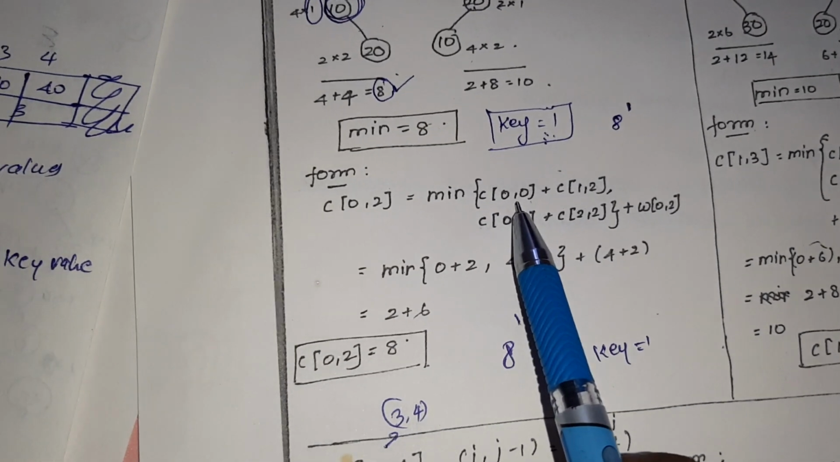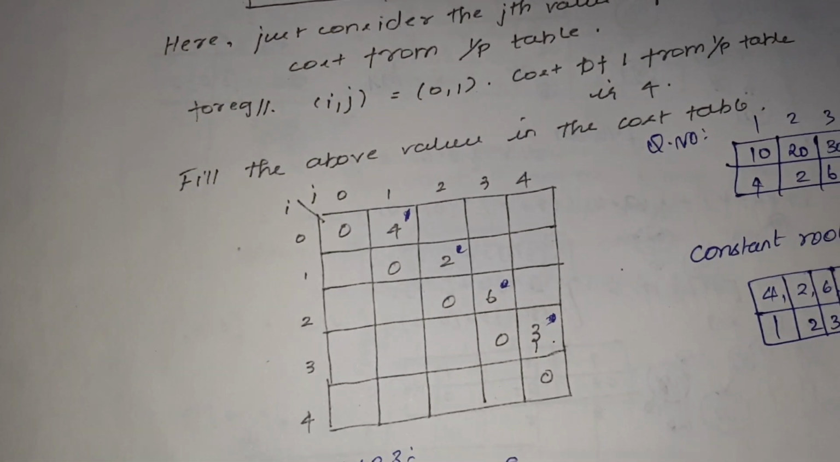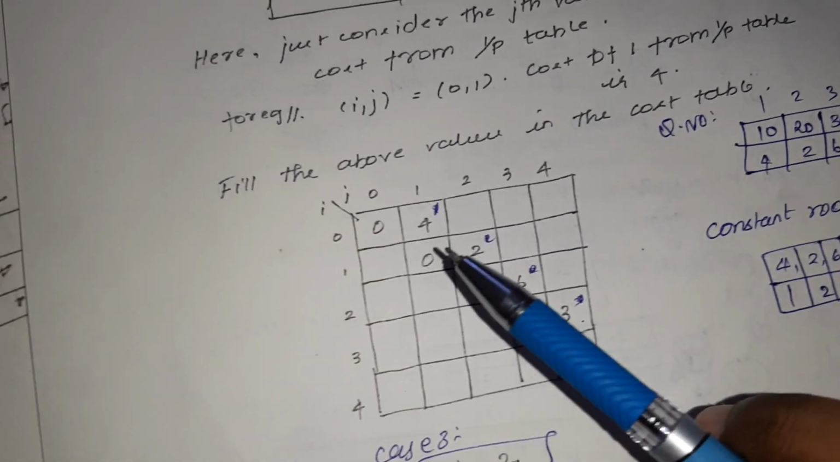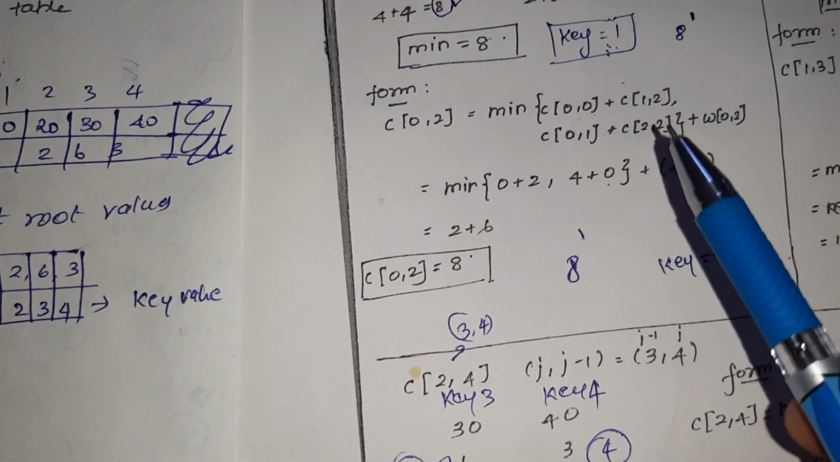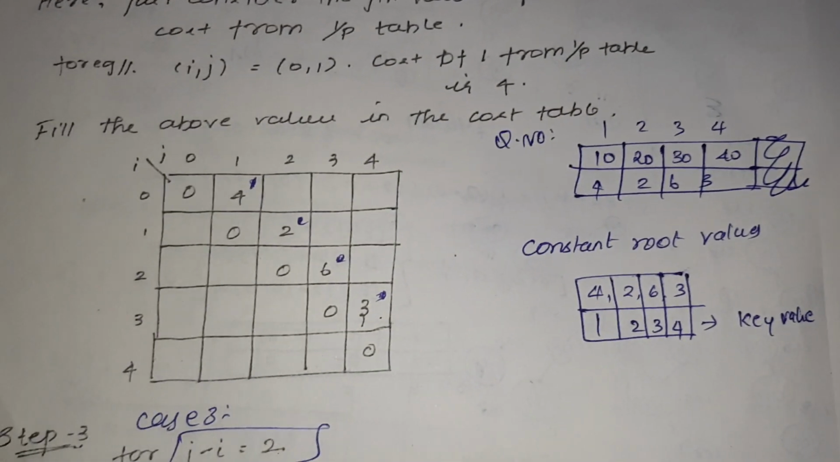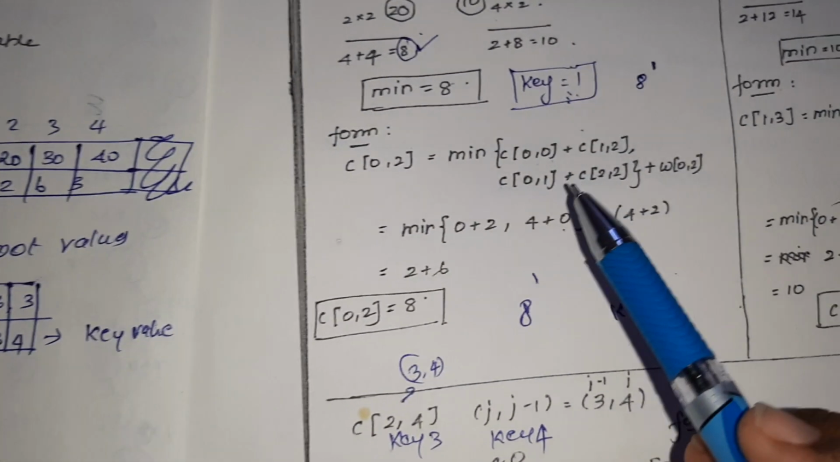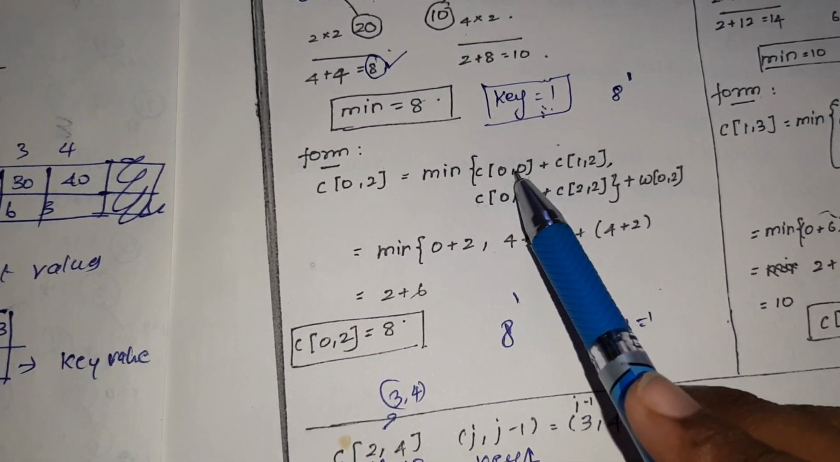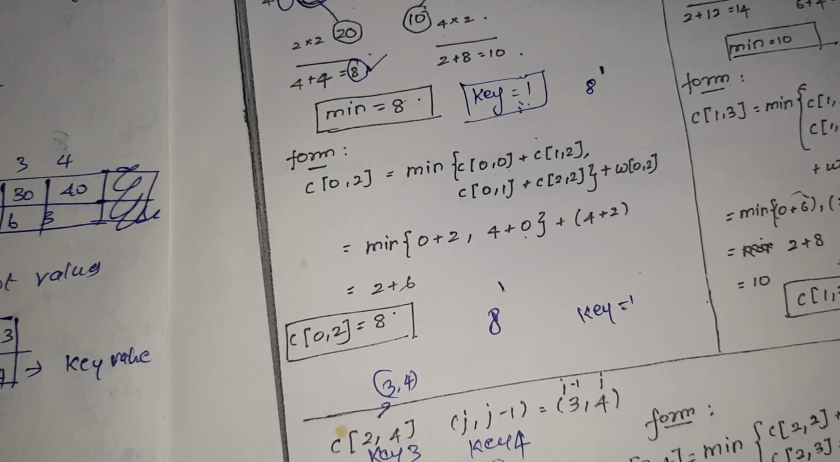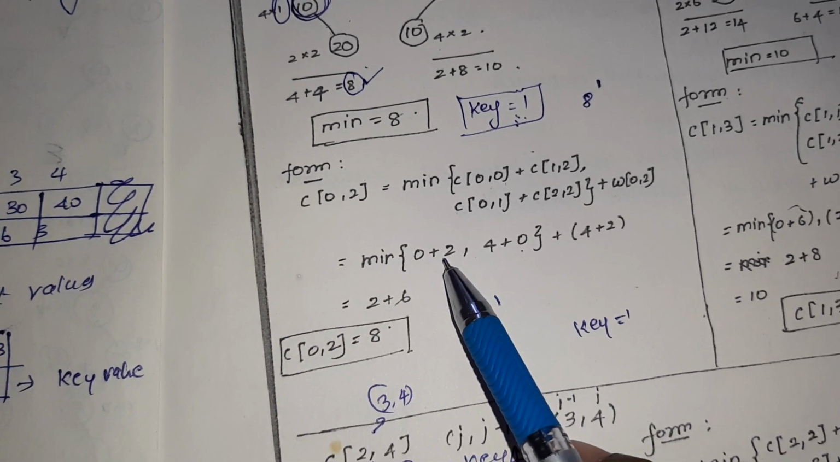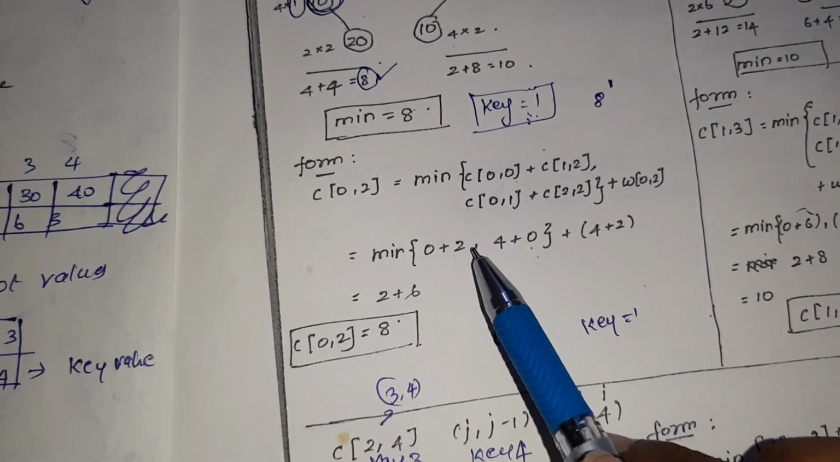What is the value of 0 comma 0 according to this tabular column, the previous tabular column? That is 0. And what is the value for 1 comma 2? 1 comma 2 is nothing but 2. So here we are getting 0 plus 2, like that. Using the previous table we are going to compare. From this, 2 is minimum or 4 is minimum? Of course 2 is minimum.